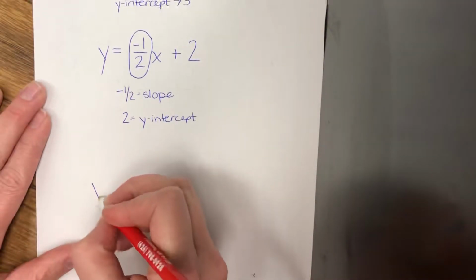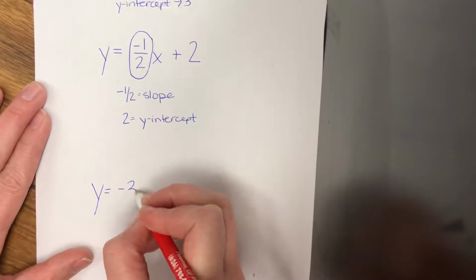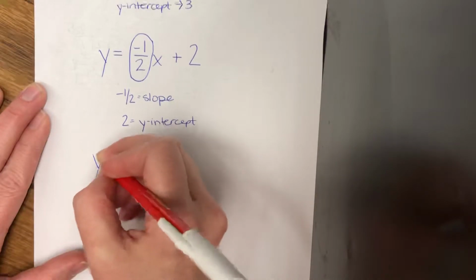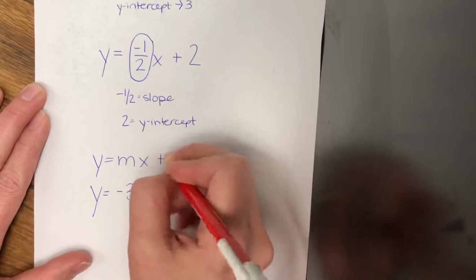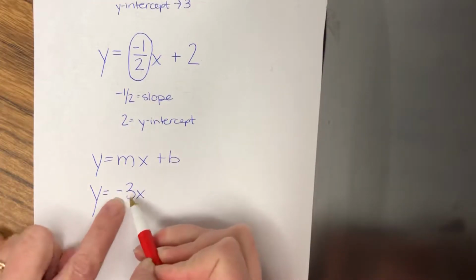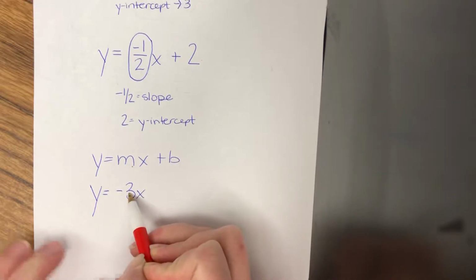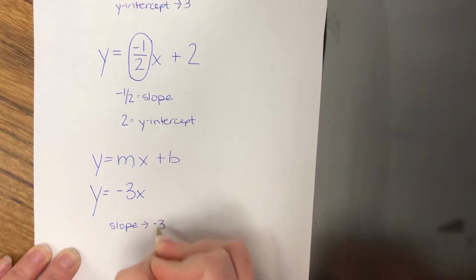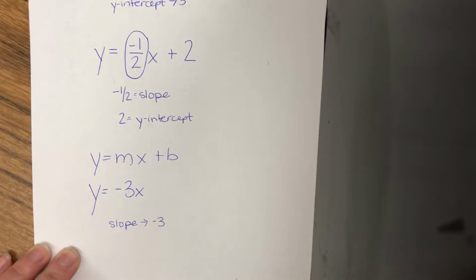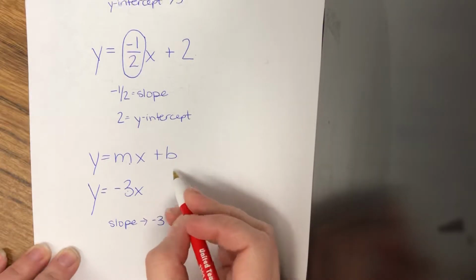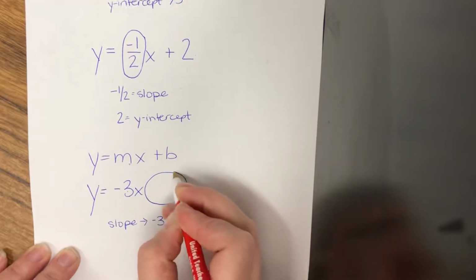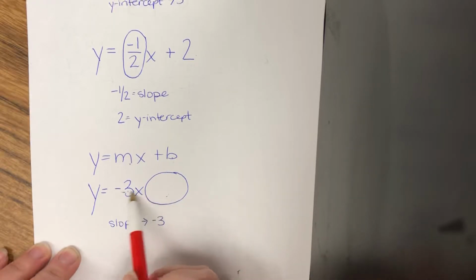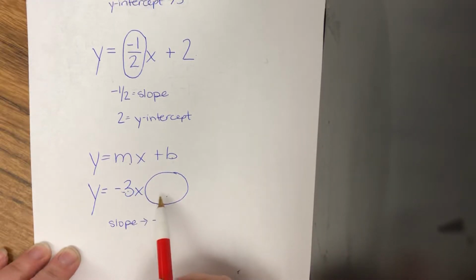So let's do one more. Okay, so we know it has to look like this, and that m is the slope. So in place of the m, I see a -3. So that means the slope is a -3. But here's my problem, I see nothing in place of the b. So what could I add or subtract from this equation that wouldn't change it at all?